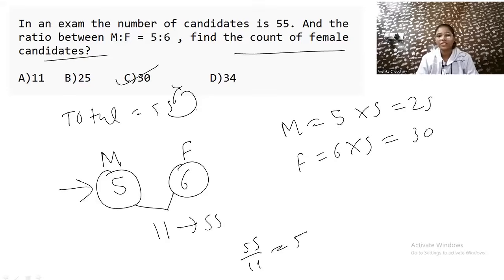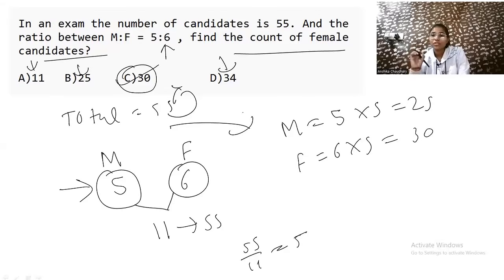Now there is one more shortcut trick, that is the option elimination method. Whatever the answer is, it must be a multiple of 6. In the options, is 11 a multiple of 6? No. 25? No. 34? No. So we directly find that 30 is the only option that is a multiple of 6. You can use any of the methods, and you can ace your question in the shortest time. So let's move on to the next question.